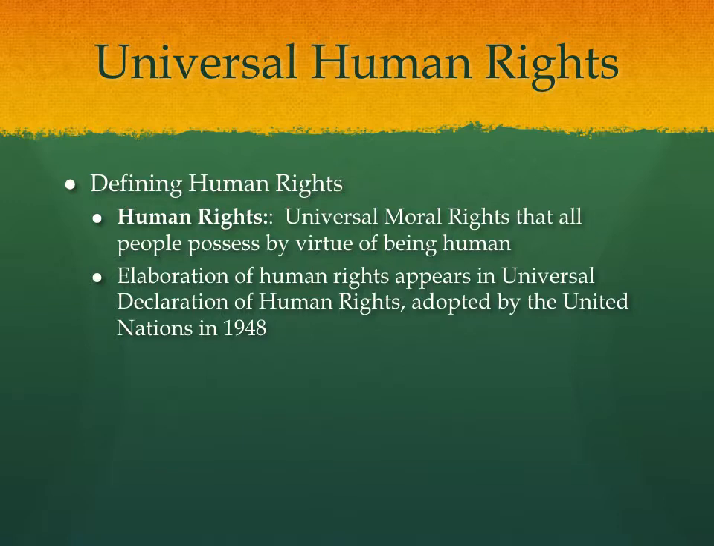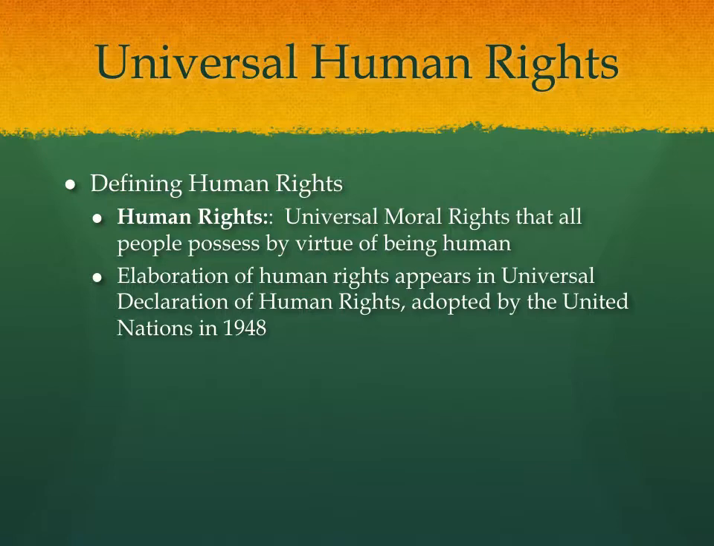It took us from the mid-20th century to start articulating universal human rights. We started to create a human rights document where we talked about whether there are universal moral rights that all people possess by virtue of being human, and that the elaboration of human rights appears in the Universal Declaration of Human Rights that was adopted by the United Nations in 1948.